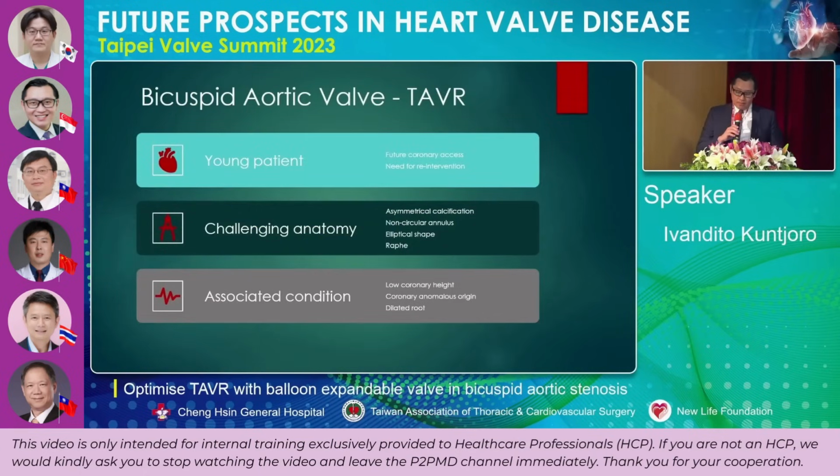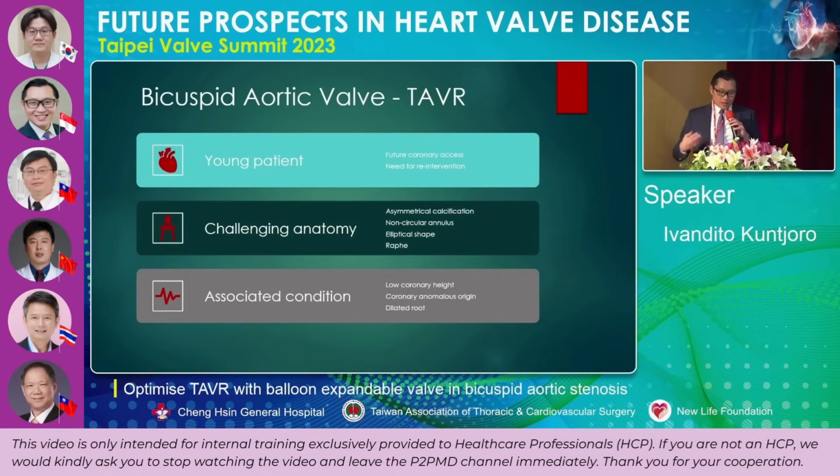Now, we all know that performing TAVR for bicuspid aortic valve is definitely more challenging than our normal conventional TAVR. We know that the anatomy is more challenging. A lot of the time, especially in the Asian population, we deal with a lot of asymmetrical calcification, very eccentric, and a lot of the time the annulus is non-circular. It's very elliptical, and of course, with the presence of raphe, especially if it's calcified, it's going to be more challenging.